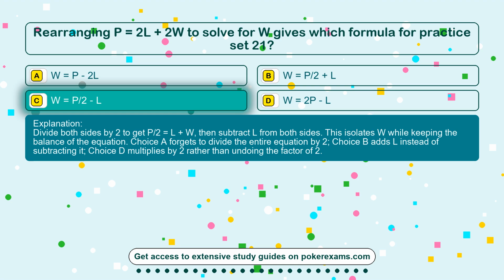Choice A forgets to divide the entire equation by 2, choice B adds L instead of subtracting it, choice D multiplies by 2 rather than undoing the factor of 2.